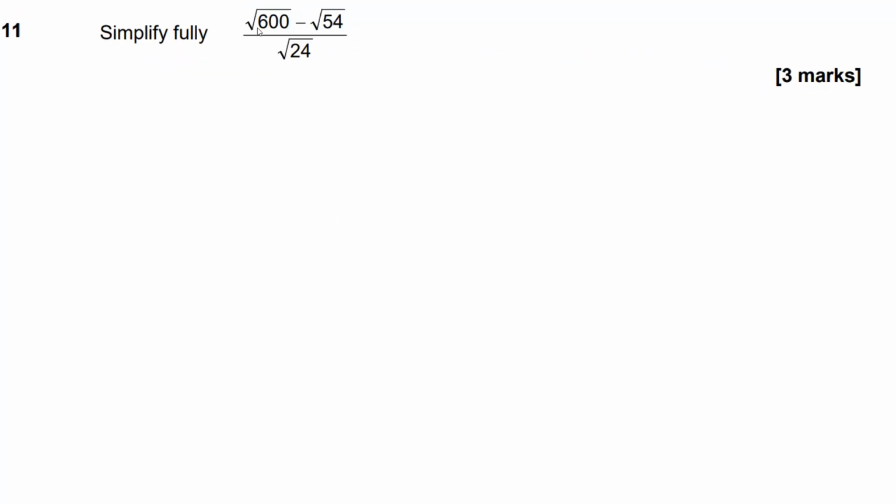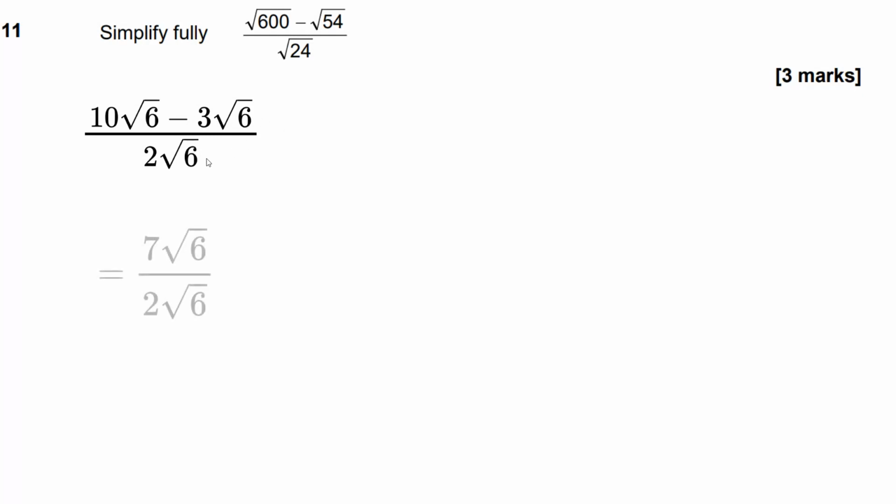Simplify this fully. So the highest square that you can take out from 600 is 100, so that's 10 root 6. So this is the same as saying 10 root 6. And then root 54 is saying 9 multiplied by 6, but a 9 square roots into 3, so it's 3 root 6. And then this 24 becomes 6 multiplied by 4, but the 4 square roots into a 2, so it's 2 root 4. Sorry, 2 root 6. So you've got this. Collect like terms, and then divide out by root 6 on each side to get 7 over 2.